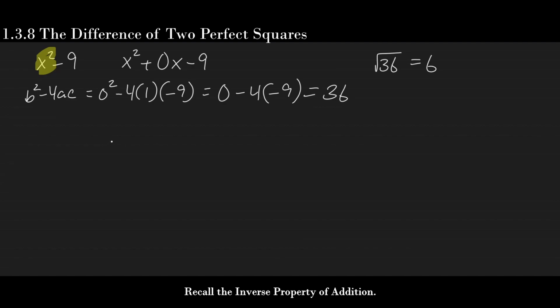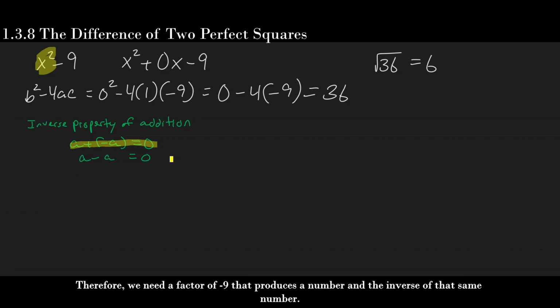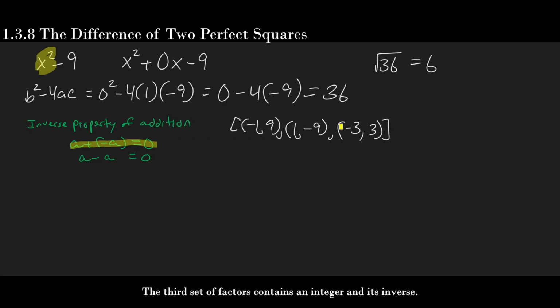Recall the inverse property of addition. When any number is summed with its inverse, it becomes 0. Therefore, we need a factor of negative 9 that produces a number and the inverse of that same number. Let's look at the factors. Negative 1, 9, 1, negative 9, negative 3, 3. The third set of factors contains an integer and its inverse. That set will sum to 0.